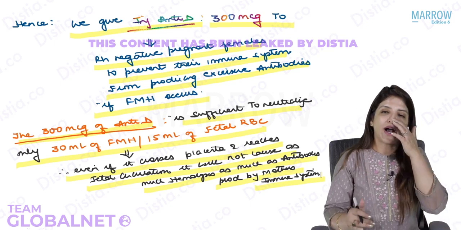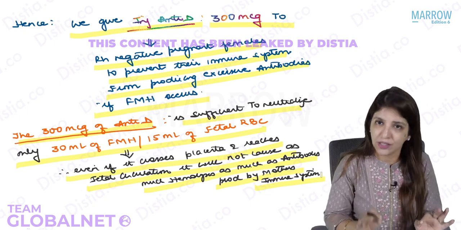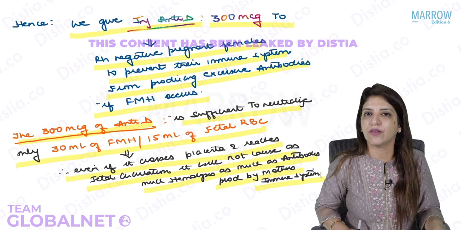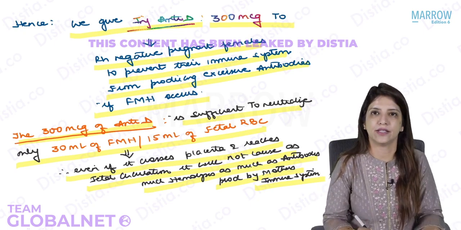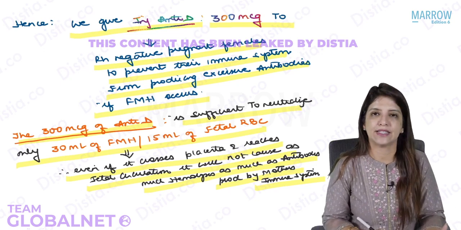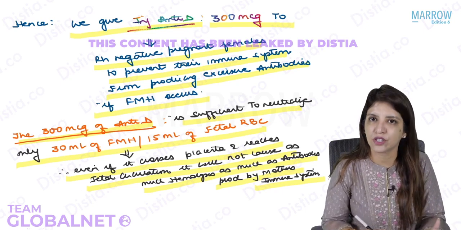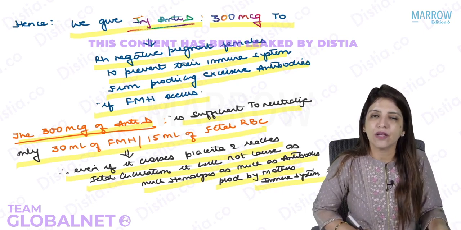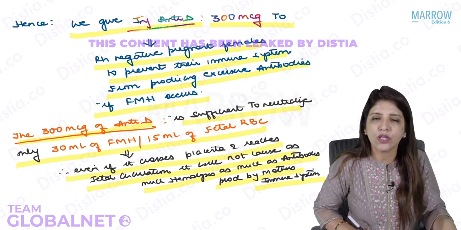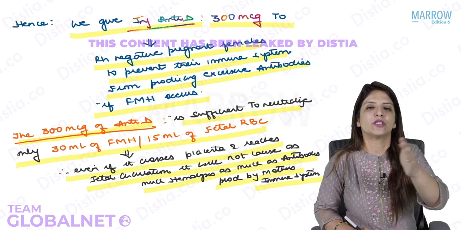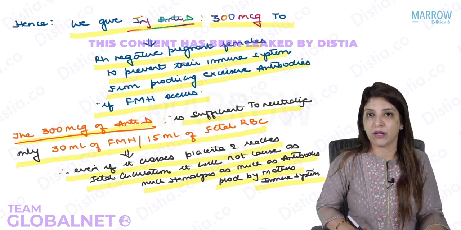Right? So I told you this so that you can write all the important points. I hope you've understood the concept behind giving injection anti-D. Now, if you've understood that, you will also appreciate that anti-D will be beneficial only if it is given before the fetal RBCs could stimulate mother's immune system. Only then would anti-D be beneficial.